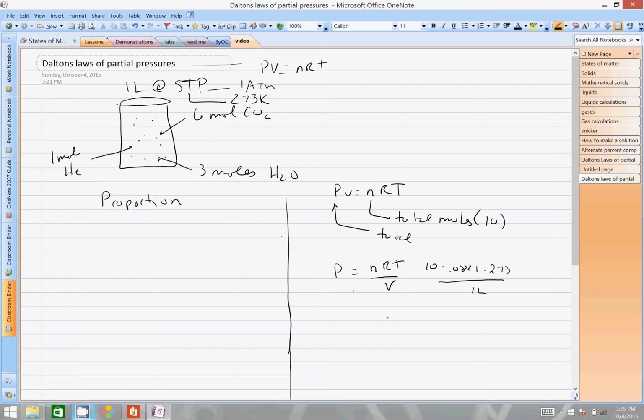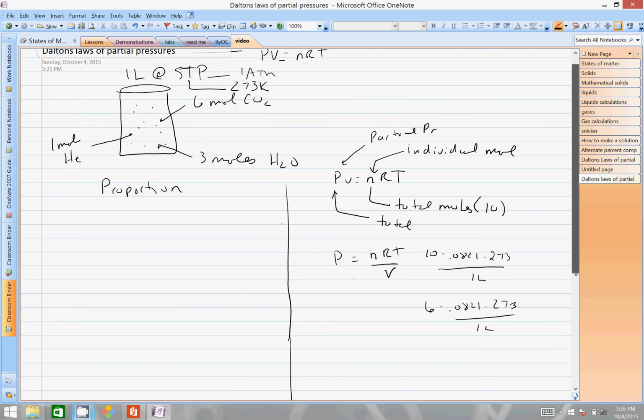So I could do the same thing, except rather than putting in the total n here, if I put in the individual moles, then I get the individual pressure, referred to as partial pressure. That would be, let's say, for carbon dioxide, 6 times 0.0821 times 273 over the 1 liter. Now, a little more about that in some sense.